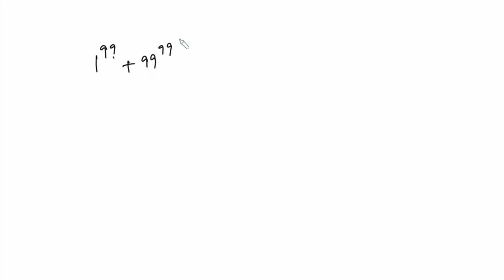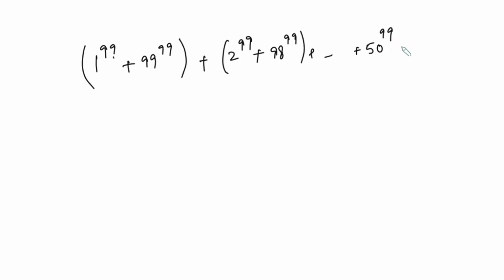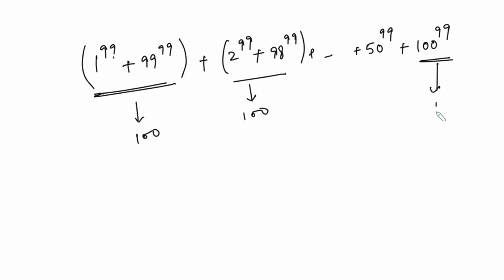And in the similar manner, we can regroup the terms as 1 raised to the power 99 plus 99 raised to the power 99 plus 2 raised to the power 99 and 98 raised to the power 99 and so on. But there will be two terms left out, which are 50 raised to the power 99 and 100 raised to the power 99. So the first group is divisible by 100, second group is divisible by 100, and all the groups will be divisible by 100. 100 raised to the power 99 is also divisible by 100, and 50 raised to the power 99 is also divisible by 100. So here all the groups are divisible by 100.